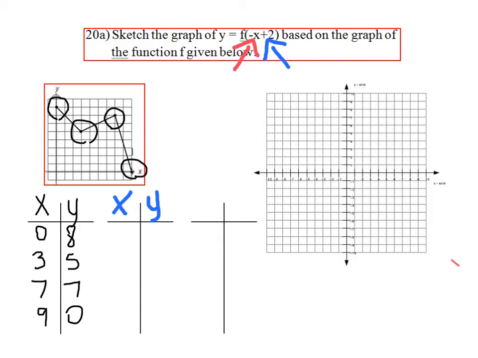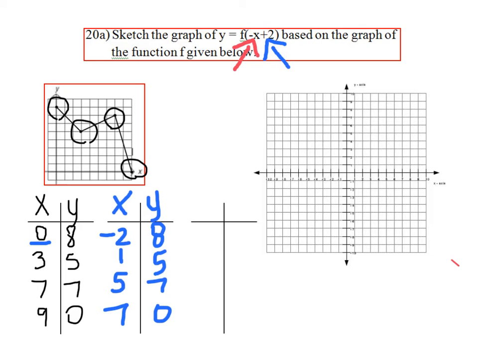It does do a shift left, and I am going to take all my x values and subtract 2 from them. So I'll have a 0 minus 2, which is negative 2, a 3 minus 2 is 1, a 7 minus 2 is 5, and a 9 minus 2 is 7. And I will have an 8, 5, 7, and 0.